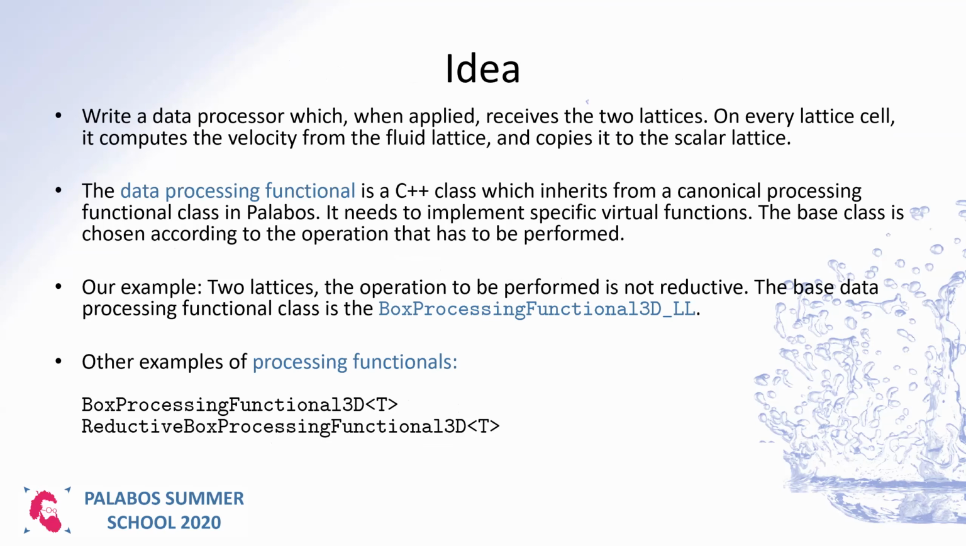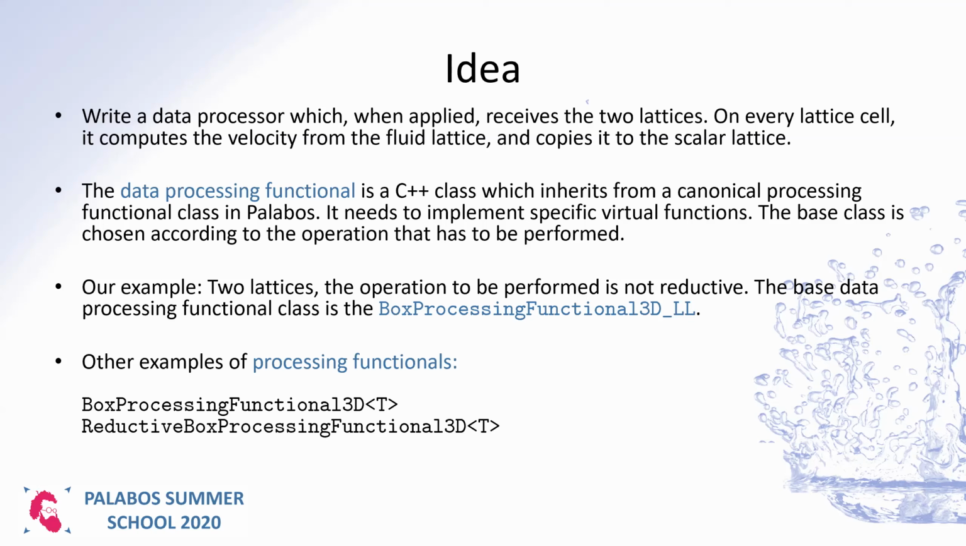Now, the idea of the data processing functional, which is going to instantiate the coupling between these two lattices, is the following. When you write a data processor, you write a function which, when it is executed, receives as an argument two lattices. And then it writes an explicit loop inside that data processor to parse the data of a domain of these two lattices. It goes to one of the two, the fluid lattice, computes the velocity, and copies that velocity over to the other lattice, the advection diffusion lattice.